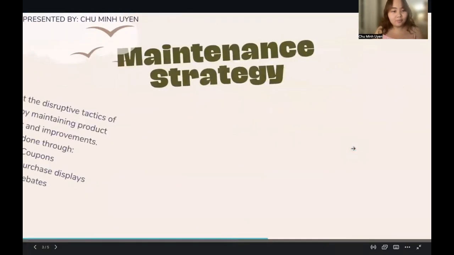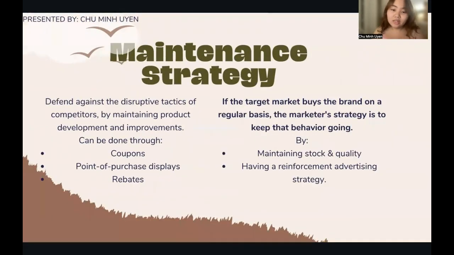I will be covering the first one, maintenance strategy. Maintenance strategy is applied when the target market buys a brand on a regular basis. The marketer's strategy is to keep that behavior going by maintaining stock and quality, and also having a reinforcement advertising strategy. The marketers also need to defend against the disruptive tactics of competitors by maintaining product development and improvement. This can be done through coupons, point of purchase displays, and also rebates.